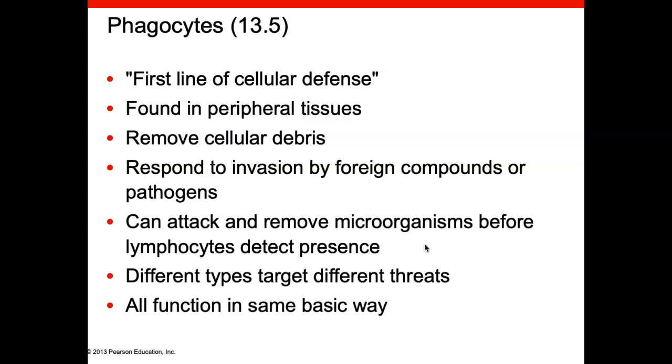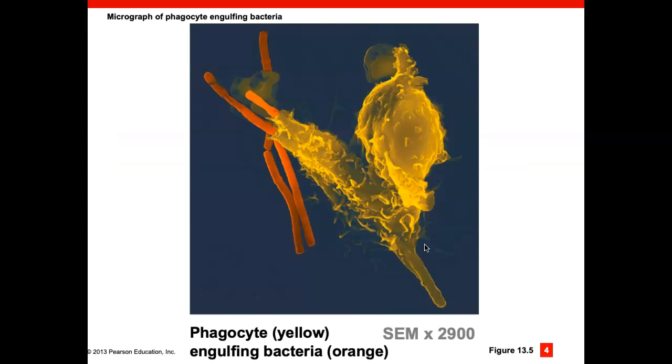Phagocytes are the first line of cellular defense. They are found in peripheral tissues, and they remove cellular debris. They will respond to invasion by any foreign agent, a pathogen, or a compound. They can attack and remove microorganisms before the lymphocytes detect the presence of that microorganism. And there are different types that target different threats. All function in the same basic way, though. Here is a phagocyte in yellow engulfing a bacteria in orange.